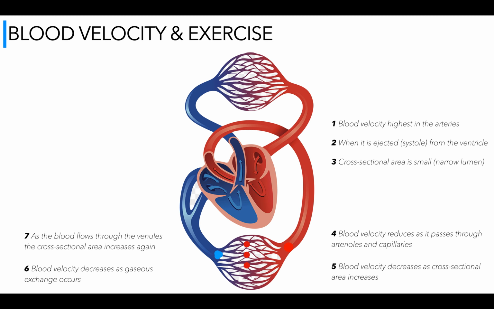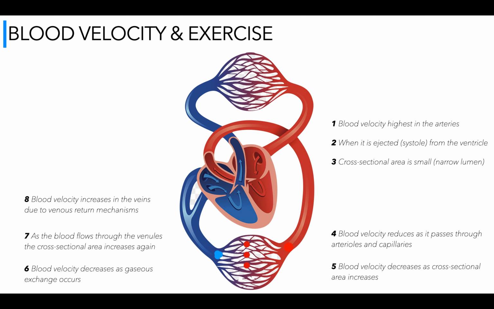Now, what we know is the blood in the vena cava traveling back to the right atrium is largely against gravity and is slow moving. But we have mechanisms, venous return mechanisms, to speed up the blood velocity.